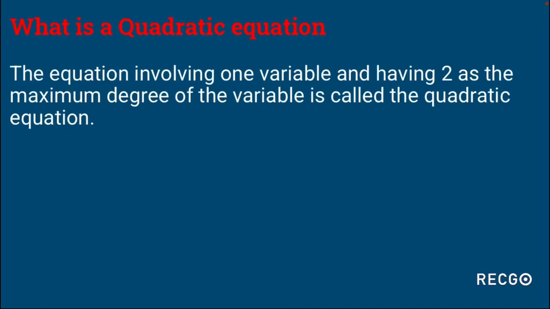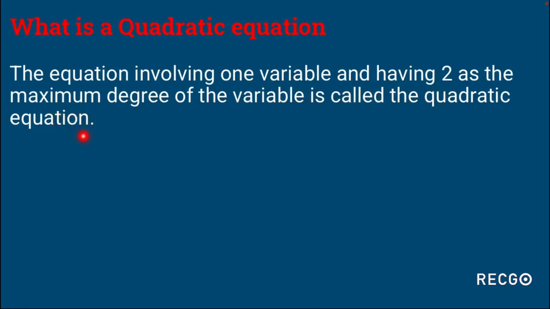So first of all, we will understand what is a quadratic equation, how do you define a quadratic equation, how to distinguish a quadratic equation. So based on the definition given to us, it says that the equation involving one variable and having 2 as the maximum degree of the variable is called the quadratic equation.